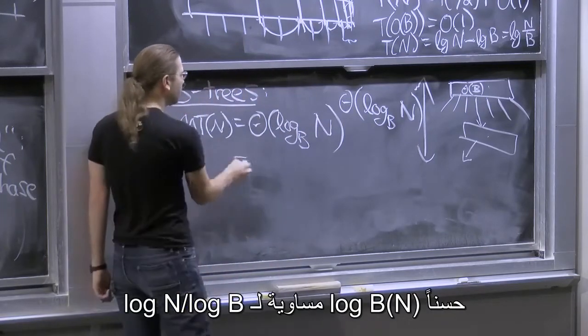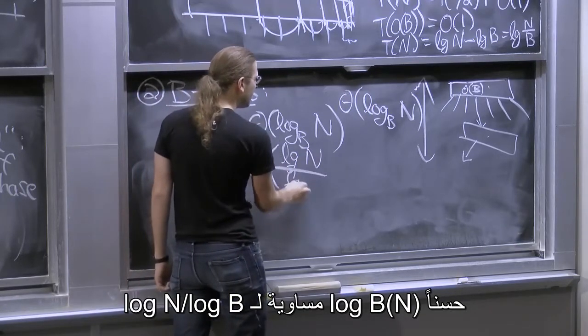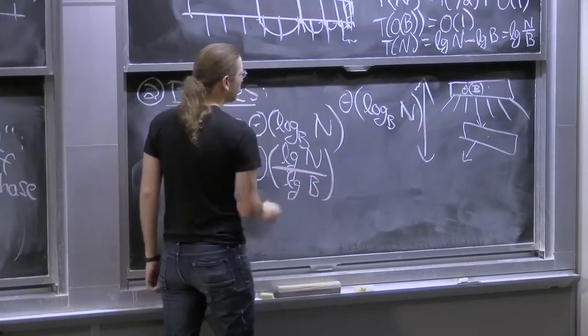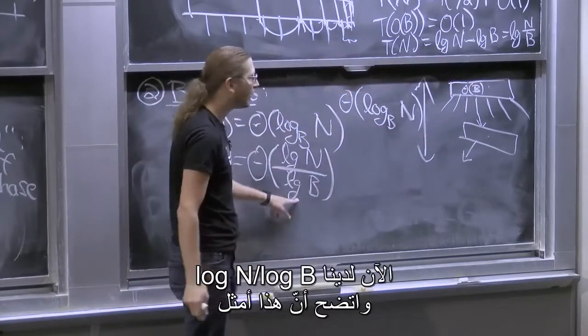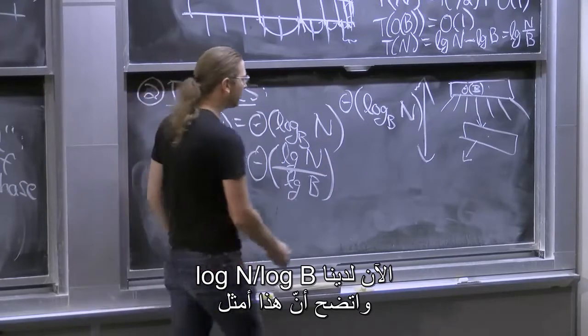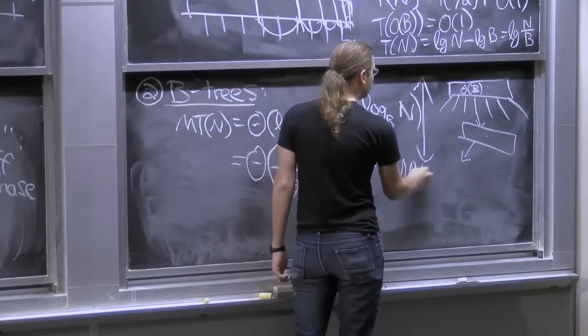Remember, log base B of n is log n divided by log B. So this is a lot better. Here we had log n minus log B. Now we have log n divided by log B. And this turns out to be optimal. In the comparison model, this is the best you can hope to do.